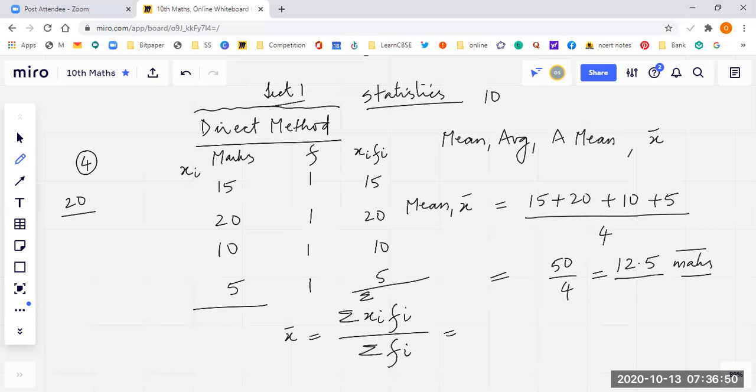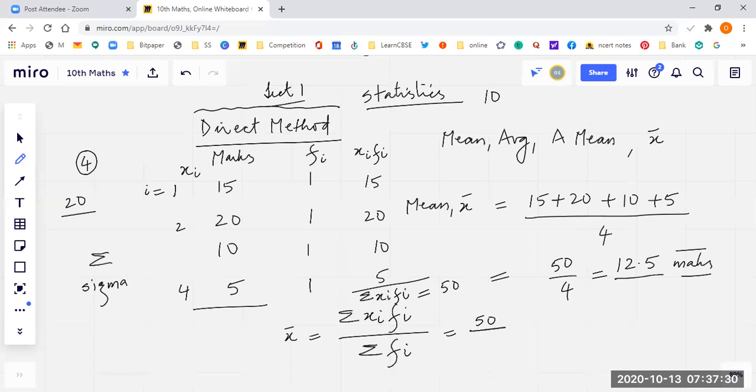This summation is basically sigma, a Greek letter. It means summation, sum. Summation xi fi. What is i? See, i here is the first observation, second, third, fourth observation, right? When I put the value i equal to 1, I will get x1 f1, then x2 f2, x3 f3, x4 f4. So this will be again the same, 20, 30, 40, 50. So summation xi fi is 50.